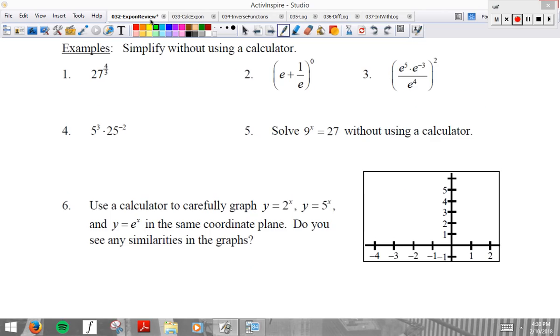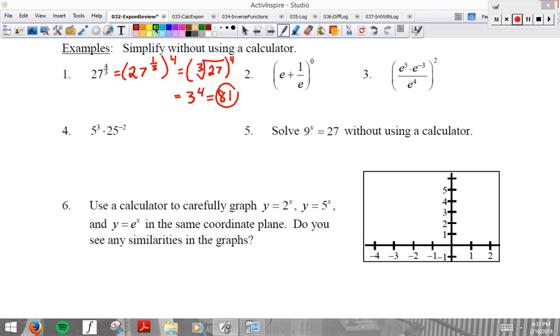All right, so basic examples. 27 to the 4/3 power. The easiest way to go about this is you'll first do 27 to the 1/3 power, and then you'll raise that to the 4th power. 27 to the 1/3 power is the cube root of 27. This is how we define rational exponents when we first get started. The cube root of 27 is 3. 3 to the 4th is 81.